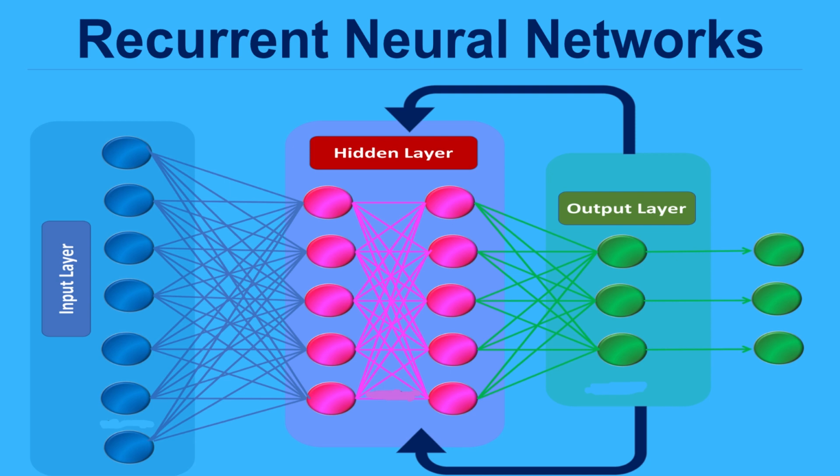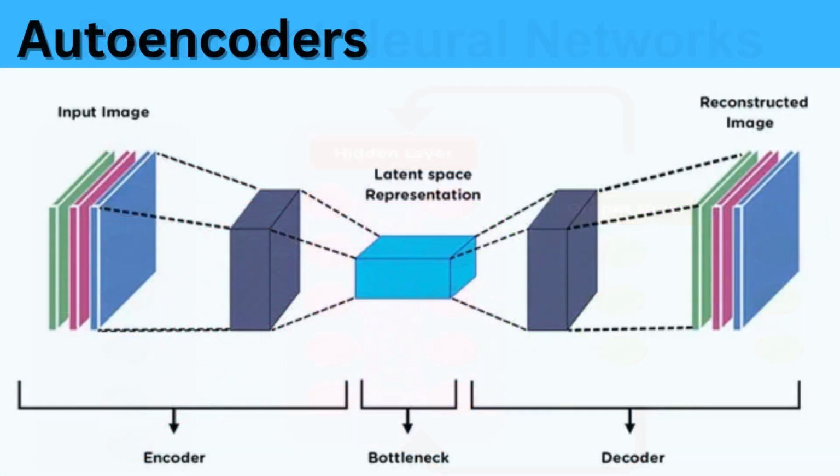Another variant of RNNs is the gated recurrent unit, which is similar to LSTMs but has a simpler architecture with fewer parameters. Overall, RNNs are a powerful tool for handling sequential data and have been used in a wide range of applications in natural language processing, speech recognition, and other areas of machine learning.